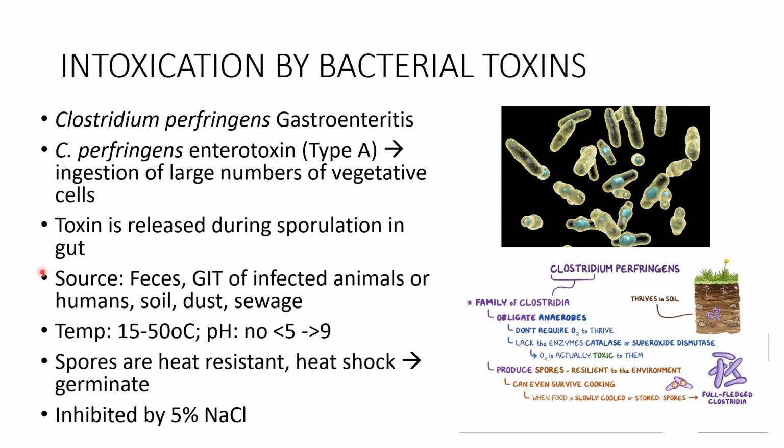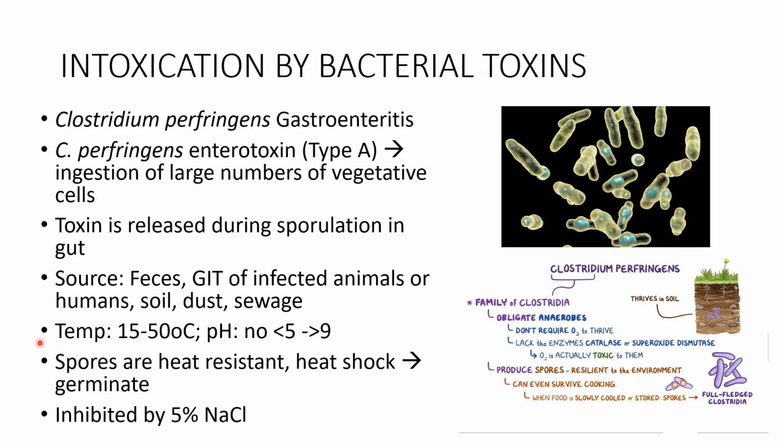intoxication or food poisoning. Similar to the mechanism in Bacillus cereus, the toxin is released during sporulation in the gut. The source could be feces, the GIT of infected animals or humans, soils, dust, sewages. So it is also saprophytic.